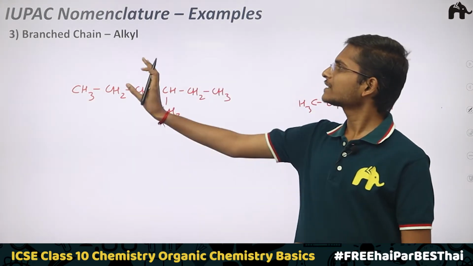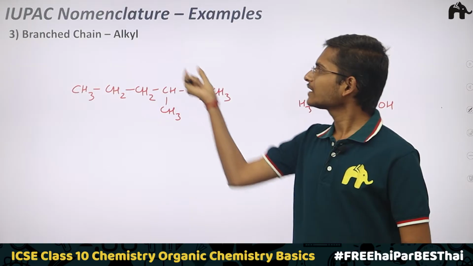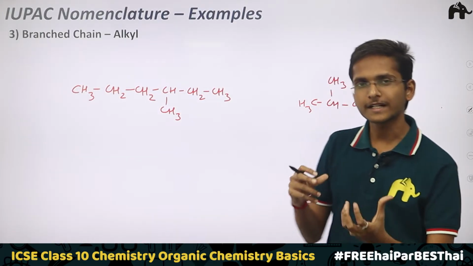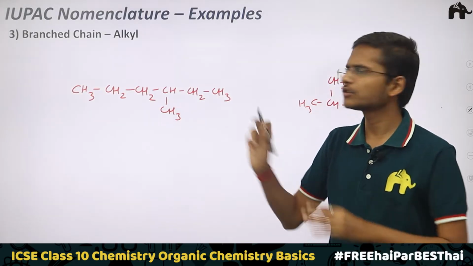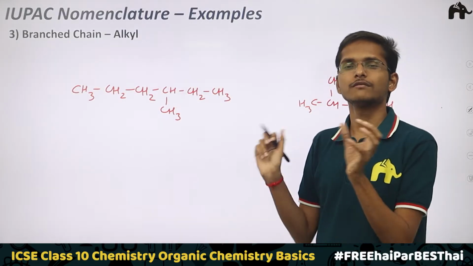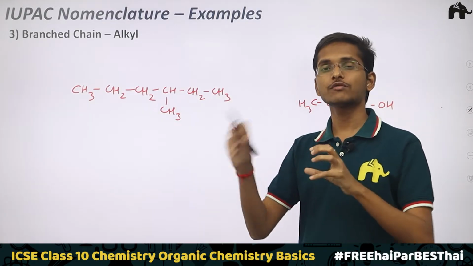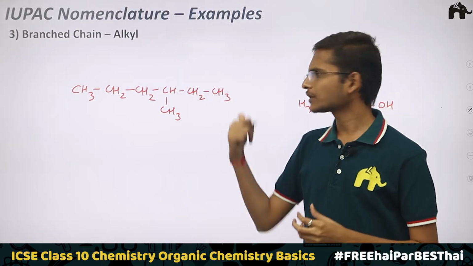Now let's see the branched chain examples, so that you get an idea how to write the prefix along with the root word and suffix. We have seen a lot of examples where we studied how to write the prefixes, but how to write the prefix entirely along with the root word and suffix, you will get to know from these two examples.